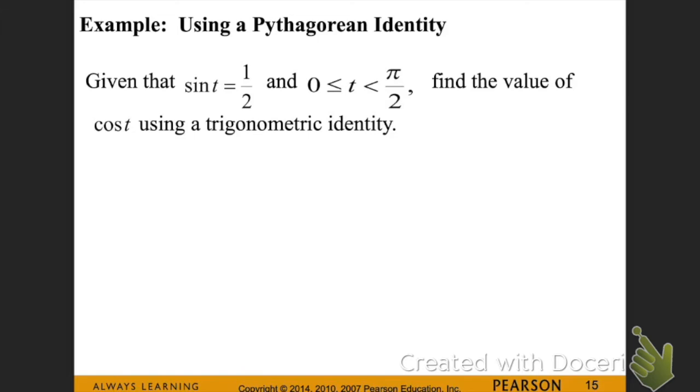Here we're going to use Pythagorean identities to find cosine of t, given that sine of t equals 1/2. We're also going to restrict ourselves to the first quadrant. That's between 0 and pi over 2. I'll explain why at the end of the problem. Okay, so first of all, looking at our three identities, I know sine and I want to know cosine, so I'm going to use that first identity that we listed.